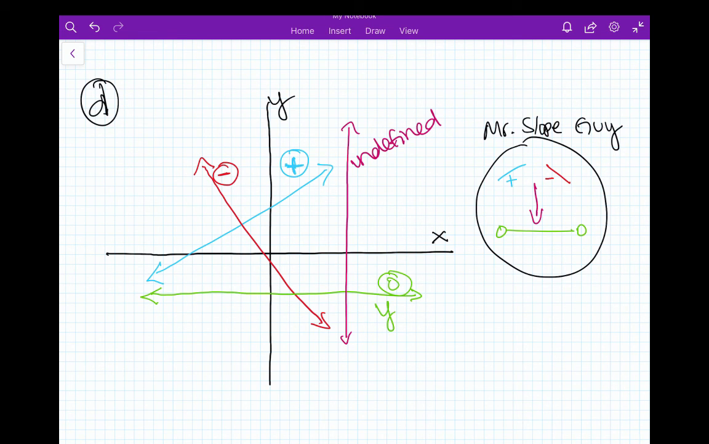Just to remind you, the equation of this line is going to be y equals negative 4. And the equation of the line with the undefined slope is going to be x equals 8. So just to remind you about that, we'll be talking more about equations in the next section, but just a reminder about that. Make sure you know the difference in the slopes.